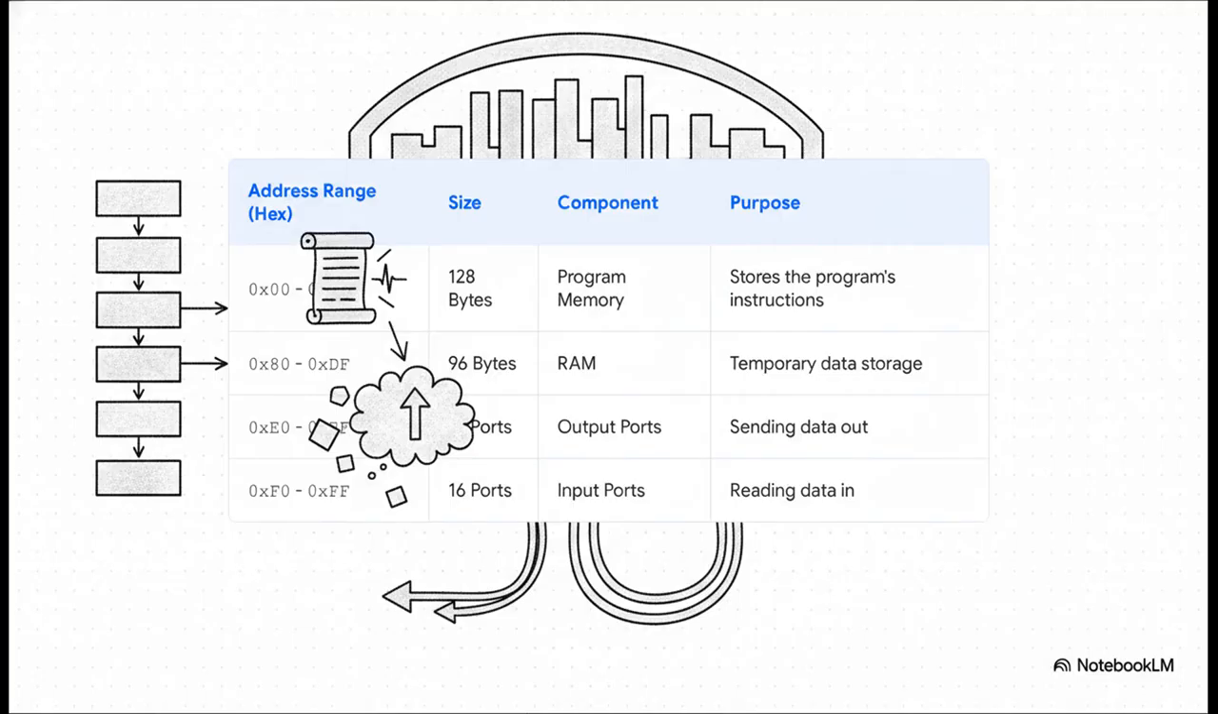And here it is. This is our computer's building directory, our memory map. This shows you exactly how we've laid everything out. And the most important thing to see here, the key takeaway, is that everything lives together in one big neighborhood. Our program memory, our temporary RAM, and even the ports that connect to the outside world, they all share one single 256-byte address space. Super clean.